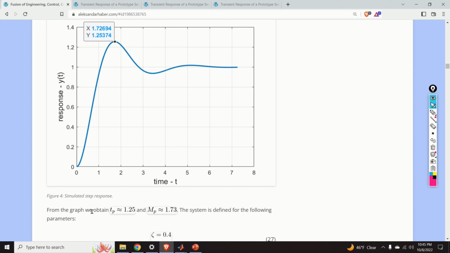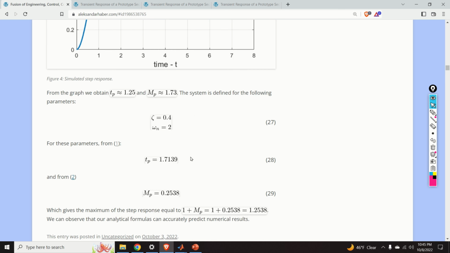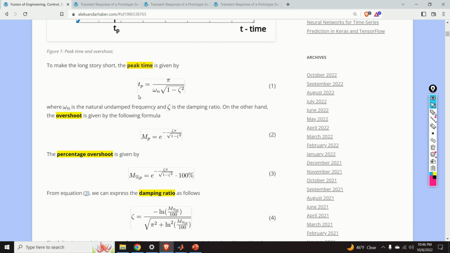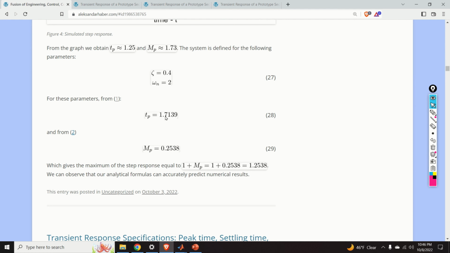So we obtain from the graph that TP is 1.25 and MP, here is an error, is not equal to 1.73, is actually equal to 0.253. I will correct this later. That is, I will correct the post later. So let us now try to verify that our formulas for TP and MP are correct. So substituting the values for zeta and omega n in the equation number 1, in this equation, we can compute the TP value. And as the result, we obtain the TP value of 1.71.